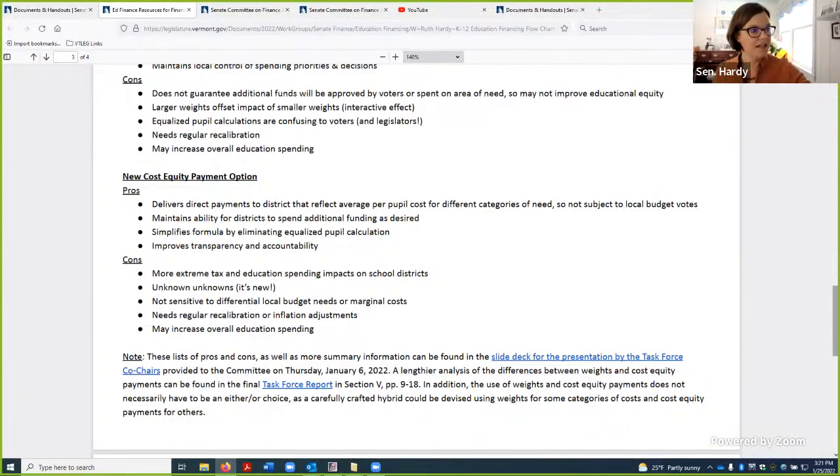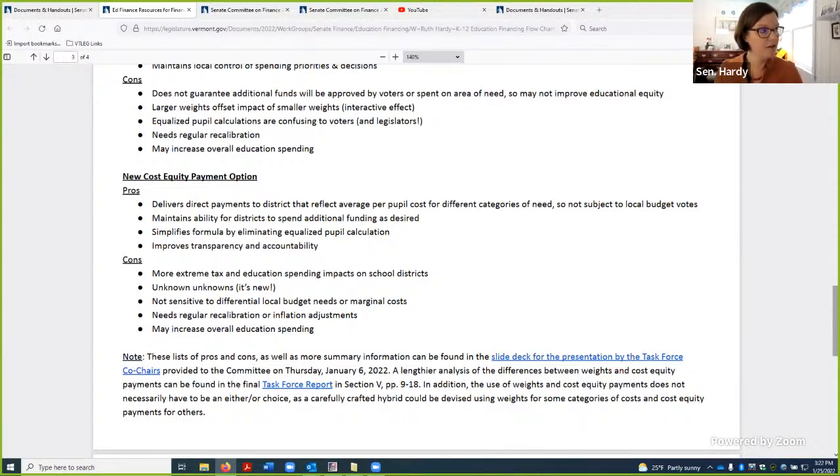I linked to the slides from the presentation that Representative Kornheiser and I did, as well as the task force report. There's a longer analysis and discussion of these pros and cons in section 5 of the task force report, which is pages 9 through 18. If you haven't read it yet, I definitely recommend reading it before tomorrow.